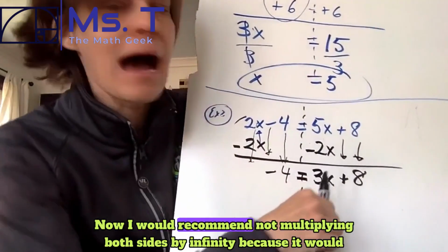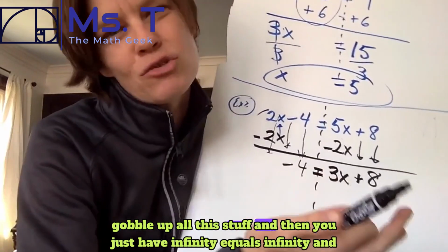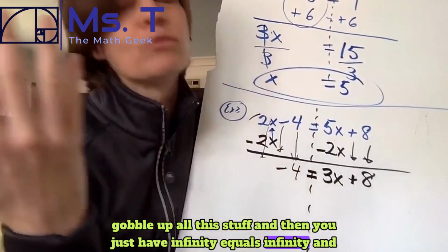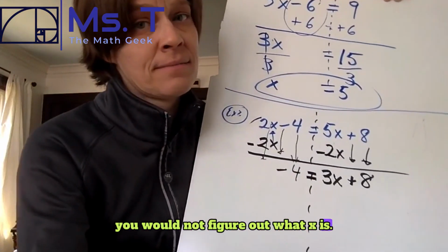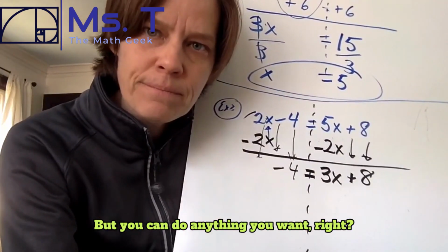Now, I would recommend not multiplying both sides by infinity because it would gobble up all this stuff and then you just have infinity equals infinity and you would not figure out what x is. But you can do anything you want, right?